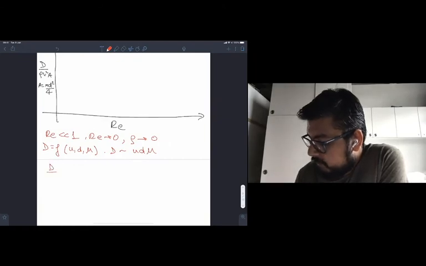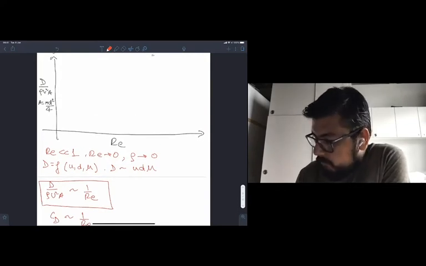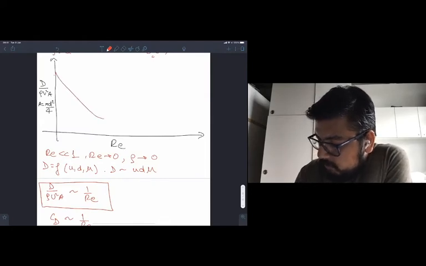And then if we divide by rho u square A, what we end up getting is this relation, that the drag coefficient is proportional to 1 upon Reynolds. So for Reynolds going to 0, we expect a behavior like that.